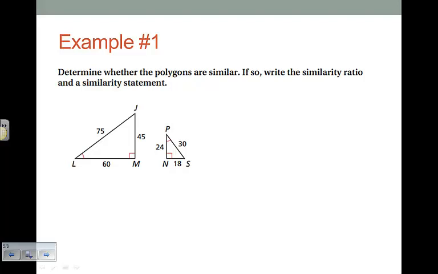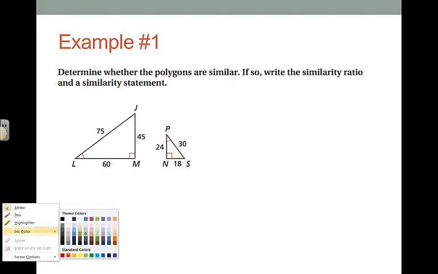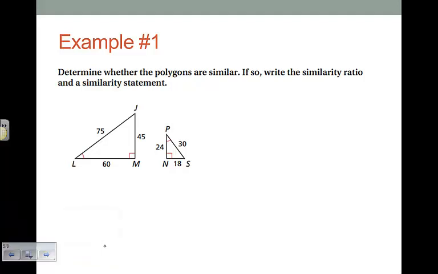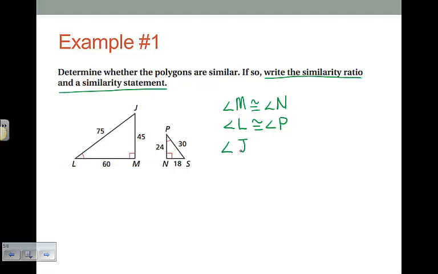Alright, so we're going to determine if these two polygons are similar. Again, in order to be similar, by definition, they have to have all corresponding angles congruent and corresponding sides proportional. If they are similar, we're going to write the similarity ratio and a similarity statement. So I'm going to try the angles first. We know that angle M is congruent to angle N. We know that angle L is congruent to angle P. And by the third angles theorem, that means that angle J is congruent to angle S. So all of the corresponding angles are congruent.